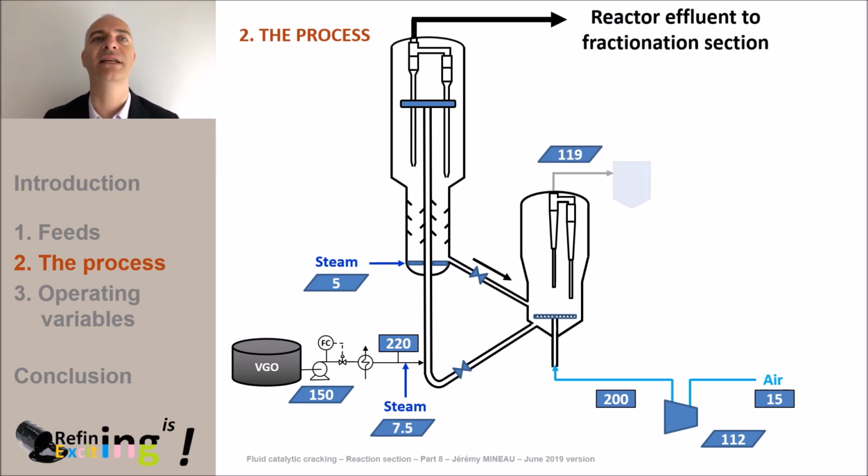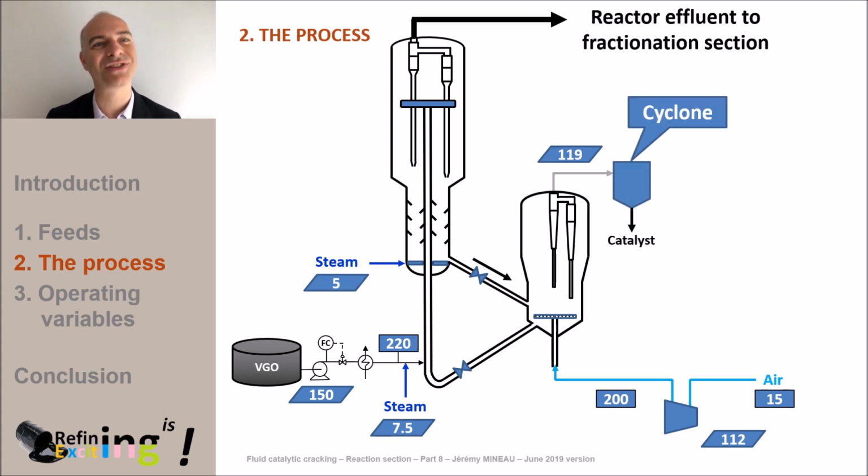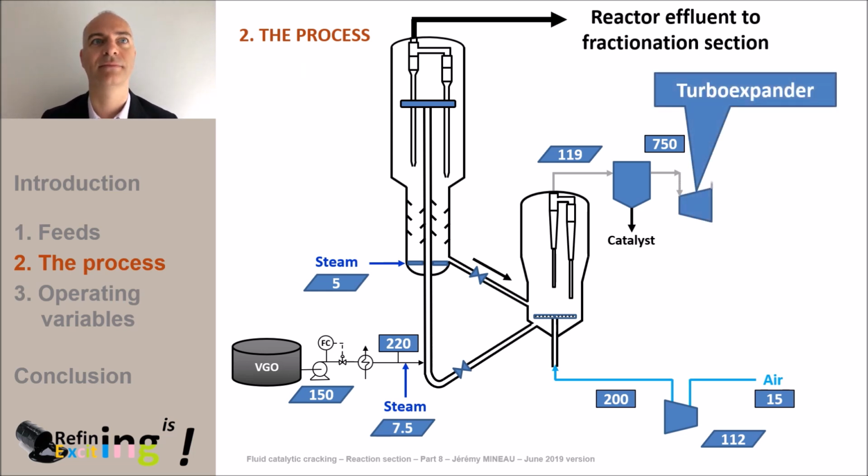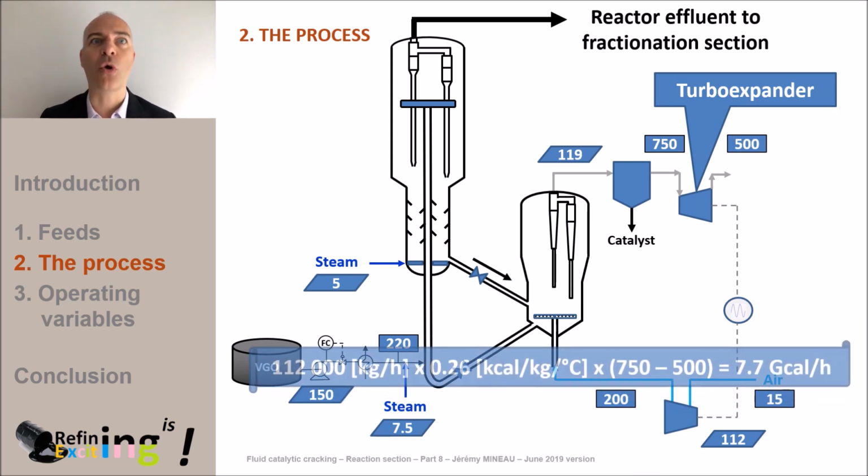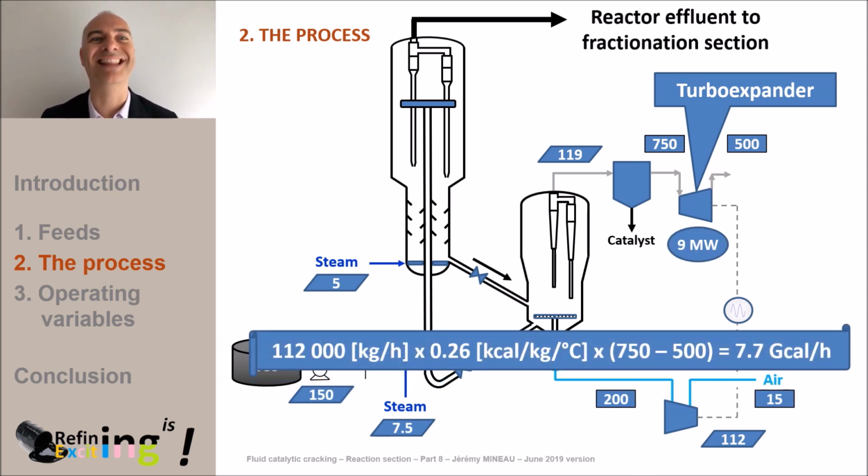These very hot flue gases will be processed in an additional cyclone to remove the last small catalyst particles. Then, they are generally expanded in a turbo expander to recover their energy. In general, the electrical energy recovered by the expansion of these flue gases drives the combustion air blower. The energy recovered when expanding the flue gases from 750 to 500 degrees C is about 7.7 gigacalories per hour, which corresponds to an electrical power of about 9 megawatts.